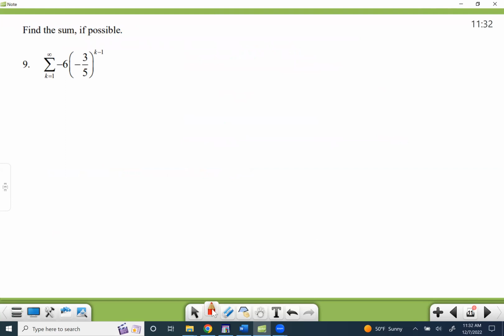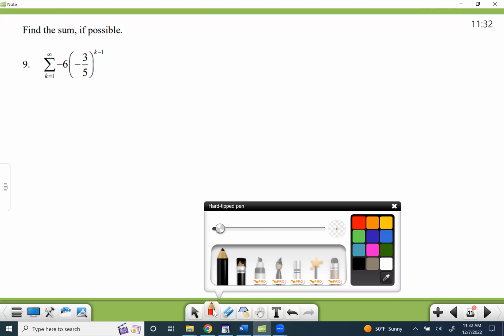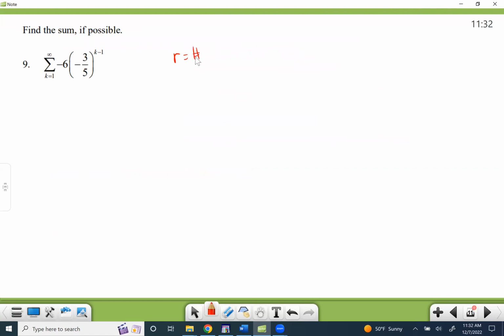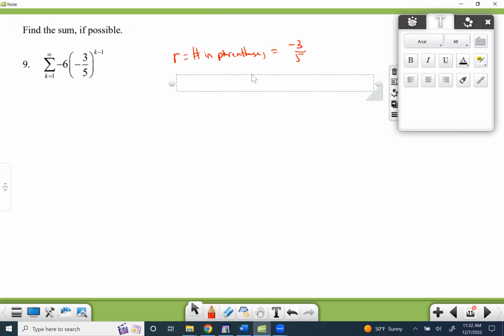That if possible means we've got to check that the absolute value of r is less than 1. So our r is the stuff in the parentheses, right? It's the number in the parentheses, just like before. So in this case, our r is going to be negative 3/5. So we always have to ask ourselves, is the absolute value of r less than 1? That has to be the question we ask before we proceed. Is the absolute value of r less than 1?